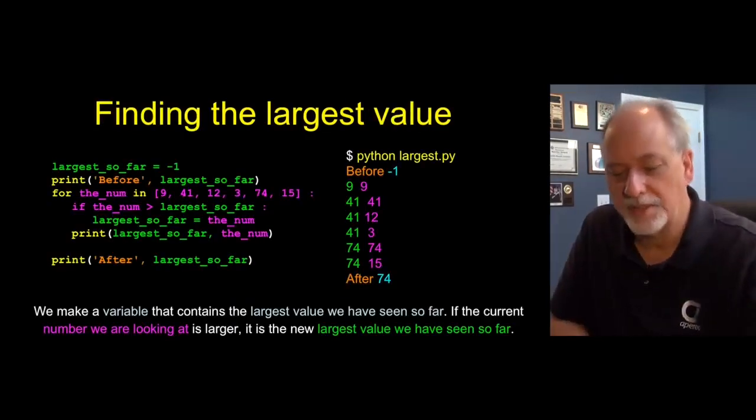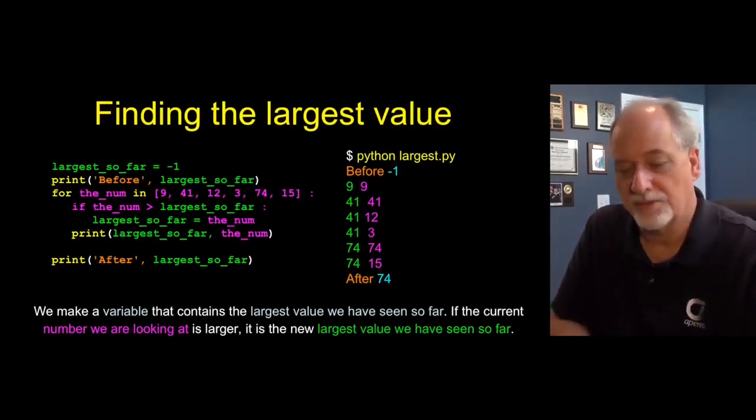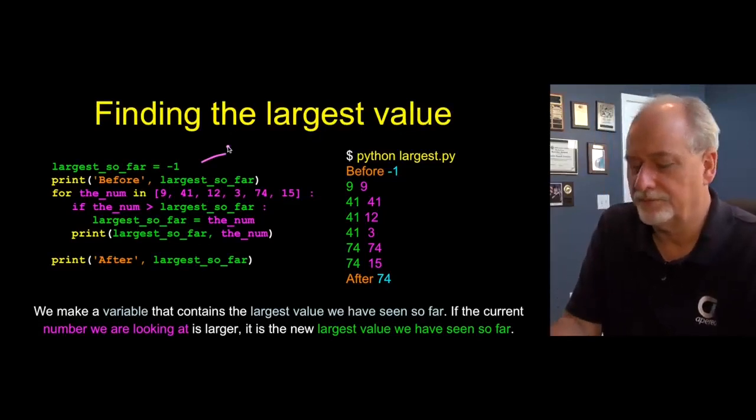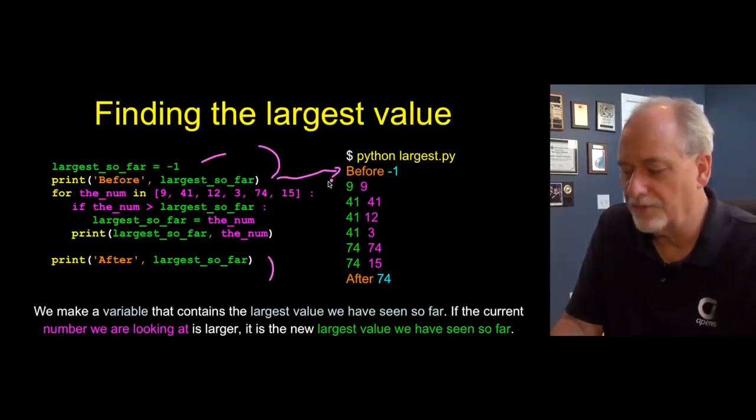And so here's a bit of code that does this. Use it with our numbers, right? So let's take a look. I have this variable called largest so far. I set it to -1 before the loop. Remember, there's a loop before and a loop after and a loop in the middle. Before it's -1. So now the num, remember underscores are okay, that's my iteration variable.